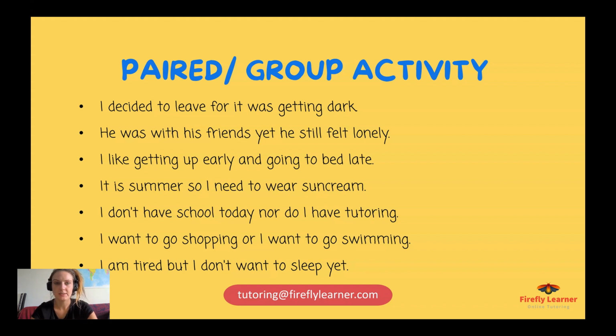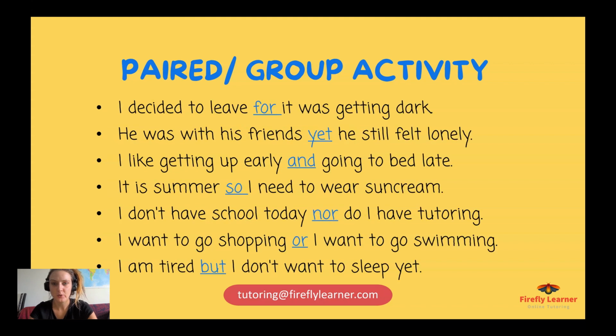Okay, let's go through the answers. So here are the coordinating conjunctions. I decided to leave for, it was getting dark. For, when we use it as a coordinating conjunction, is similar to because, but it joins 2 main clauses rather than one clause being a subordinating clause, which adds extra information about the main clause. In this sentence, when we use for, both parts of the sentence are equal. He was with his friends, yet he still felt lonely. Yet has a similar meaning to but.